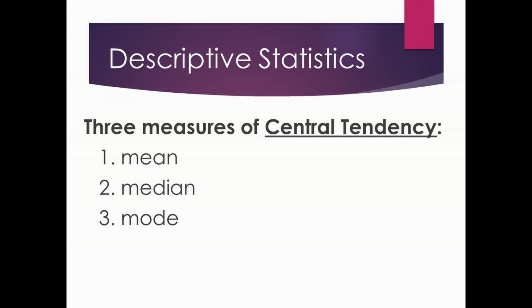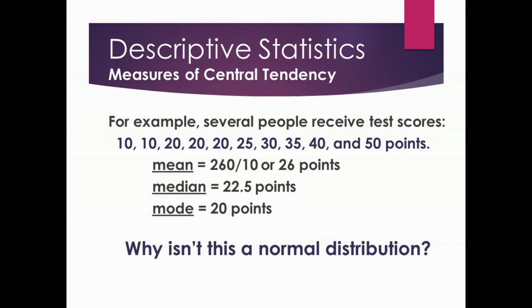Finally, we have the mode, and this one's easy. The mode is the most frequently occurring score in a set of numbers. Let's make sure you can calculate these measures of central tendency.